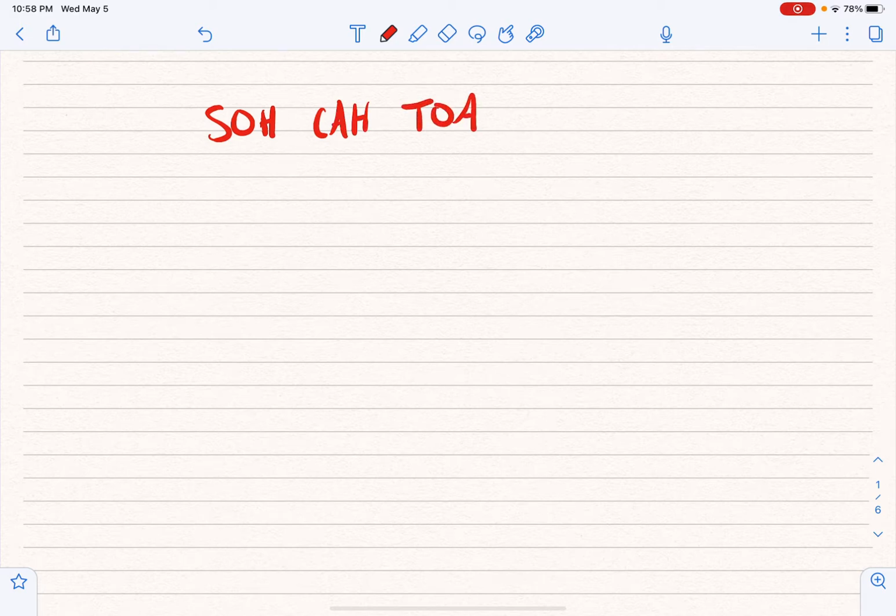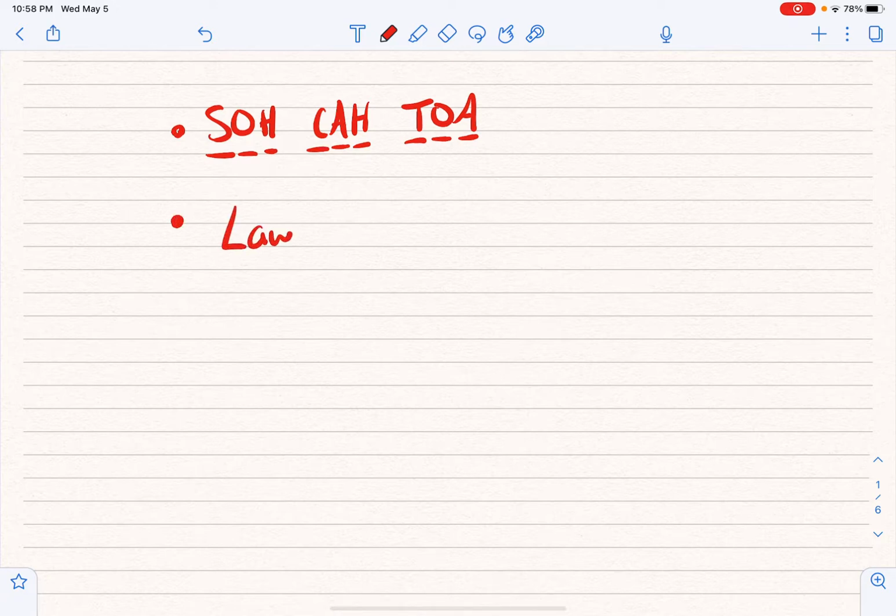Okay, we have talked about right triangle trigonometry, which, every time I talk about it, I just say SOHCAHTOA, because that helps us remember that sine is opposite over hypotenuse, cosine is adjacent over hypotenuse, and tangent is opposite over adjacent. So that's called right triangle trigonometry.